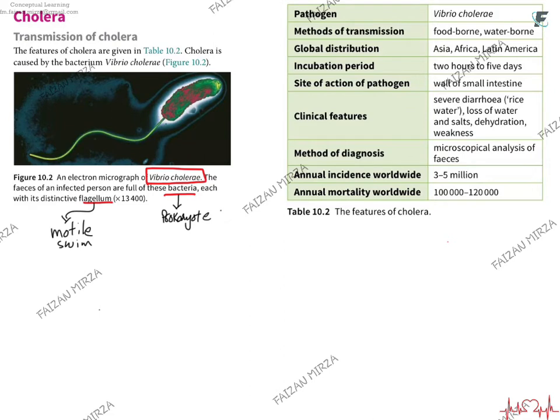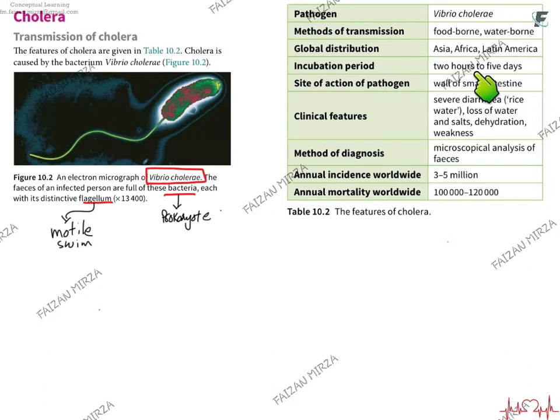The pathogen is Vibrio cholerae. The mode of transmission is foodborne and waterborne. This is not "barn," this is "borne." The global distribution is Asia, Africa, and Latin America. You can see these are developing or less developed nations, not somewhere in Europe or America or Australia or New Zealand, Canada, for example. You can just check the global distribution out.